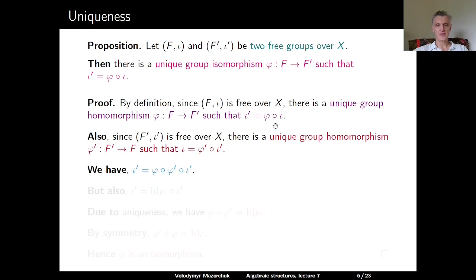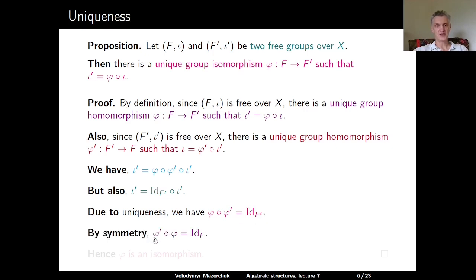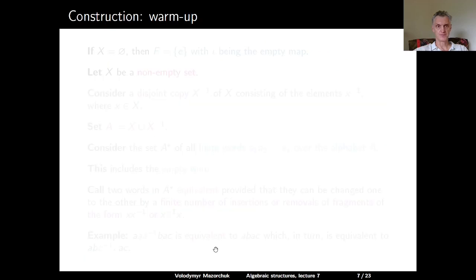So if we put this together, we in particular have that I' is equal to φ after φ' after I'. But we also can write that I' is equal to the identity on F' after I'. And because of the uniqueness requirement in the definition of the free group, it follows that φ after φ' should be equal to the identity on F'. And because of the symmetry of the situation, φ' after φ should be equal to the identity on F. But this means that φ is an isomorphism. And this completes the proof of this proposition.